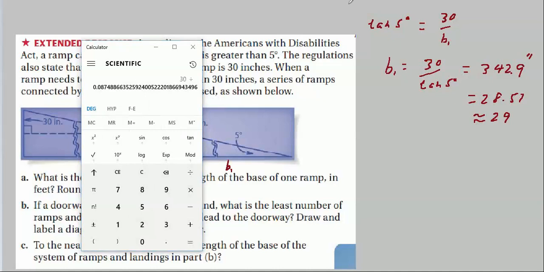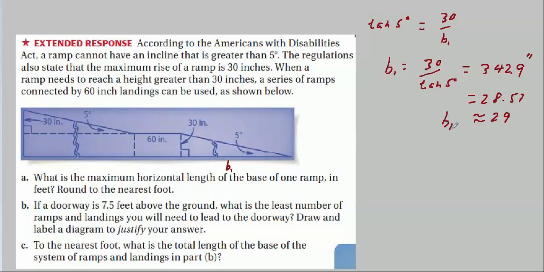Now we've reclaimed the tangent that we already computed and get 342.9, and a whole bunch of stuff after that. That's inches. So now we have to divide by 12. 28.57. He said round to the nearest foot, so that'll give us 29 for B1, approximately.